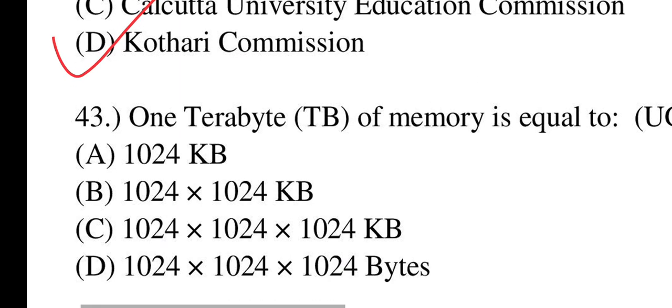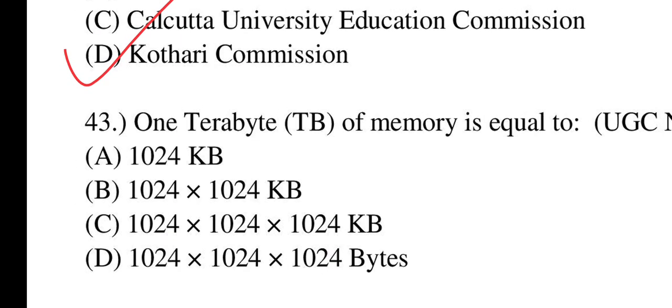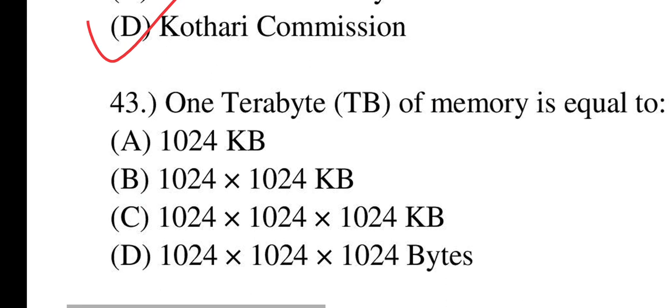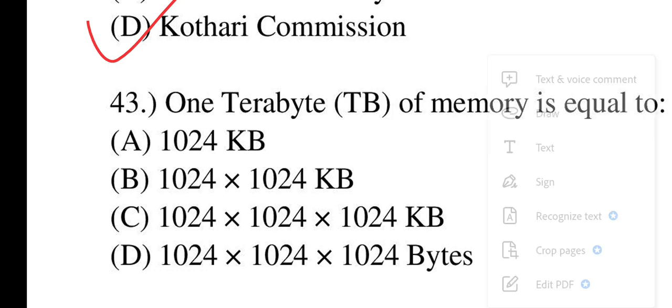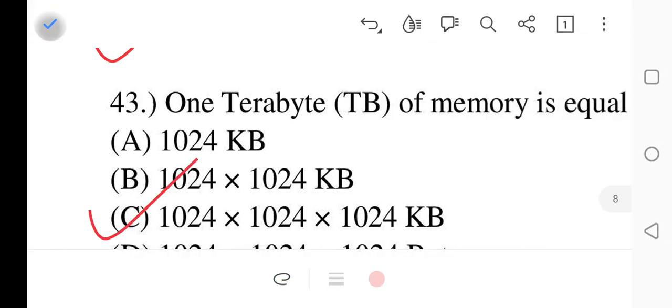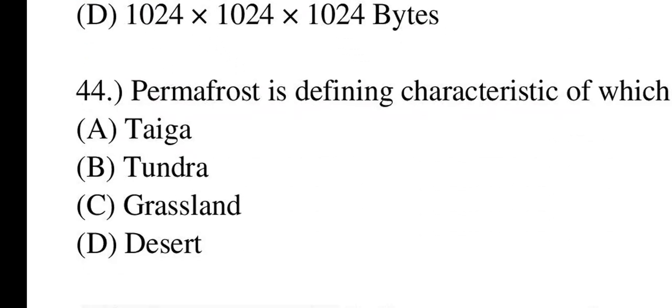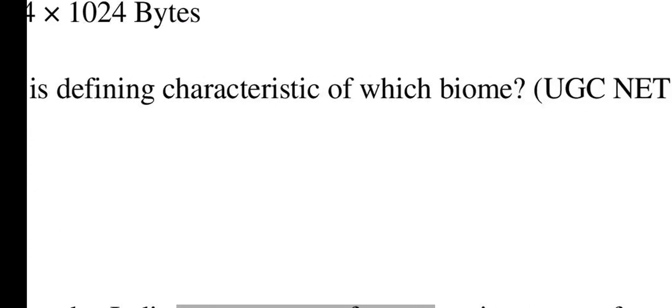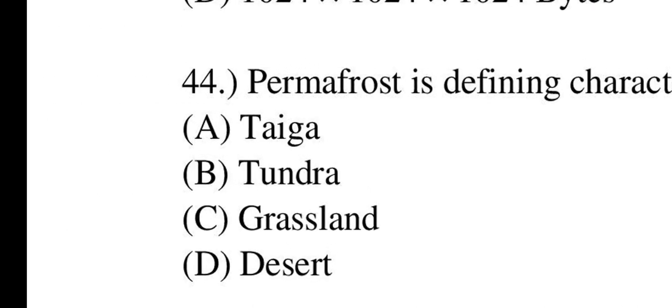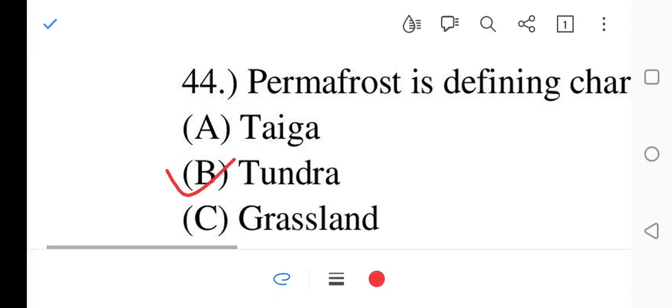Likewise, 43 is saying 1 terabyte, TB in capital, of memory is equal to what? A, B, C, D: 1024 KB, 1024 into 1024 KB, 1024 into 1024 into 1024 bytes. 43, number C will be correct, 1024 into 1024 into 1024 KB. 44 is saying permafrost is the defining characteristic of which biome? Taiga, tundra, grassland, desert. 44, number B, tundra will be correct.